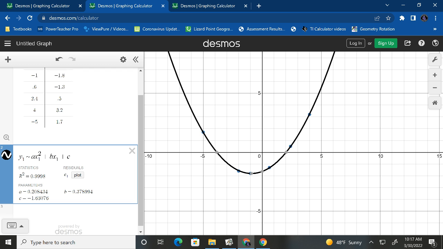So write that a right there. That a would have been 0.2. The b would have been 0.378. And the c value would have been about -1.6. So that would give us the equation of the line of best fit for this set of data.